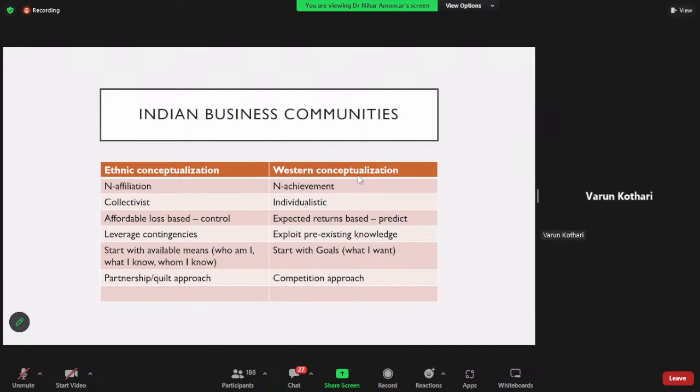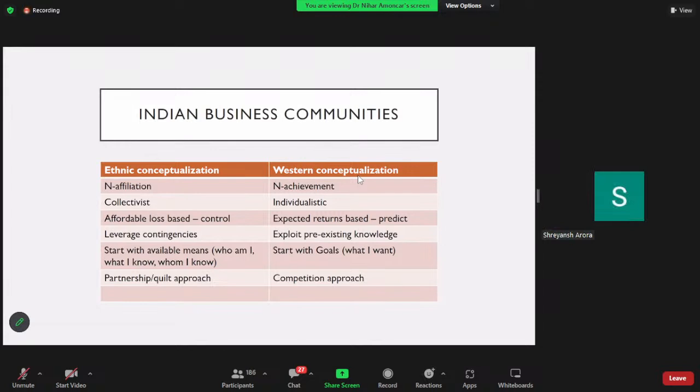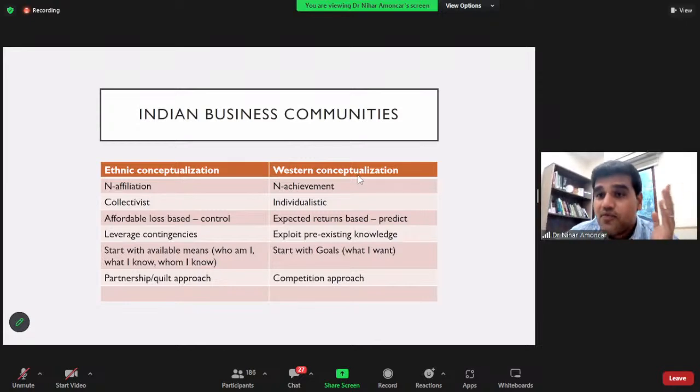Western is the risky one. So you see where that entire conceptualization of entrepreneurs as heroic risk takers came from. It came from the West. Yeah, Shreyansh. Yeah, ethnic would be risk averse, and Western would be more risk taking. Very much. So this is what we found out.